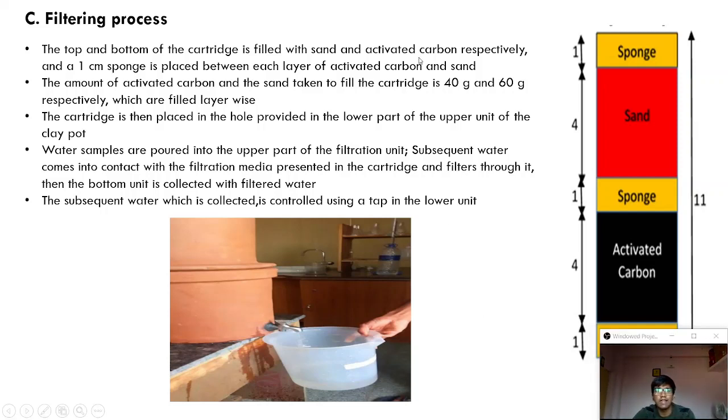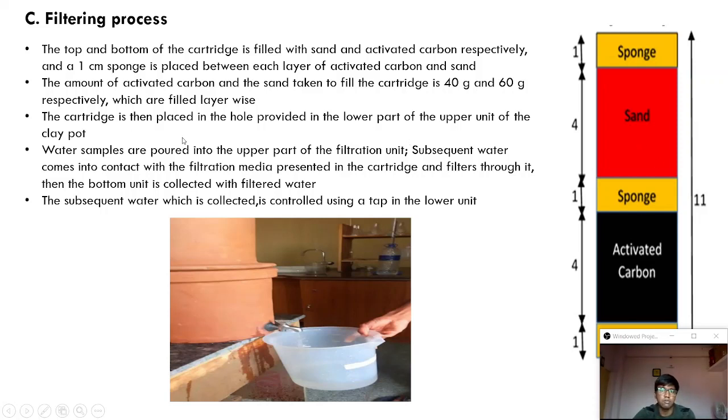The cartridge is filled with sand and activated carbon respectively. Like this, here's sand and here's activated carbon. The amounts of activated carbon and sand taken to fill the cartridge are 40 grams and 60 grams respectively, which are filled layer-wise.